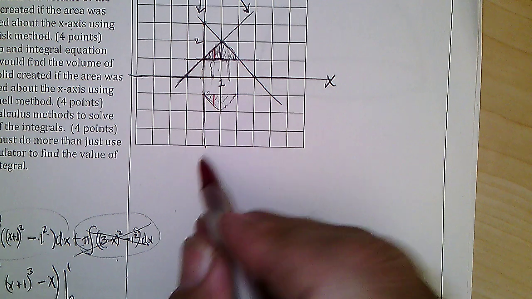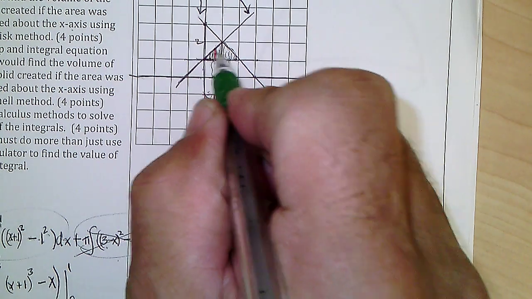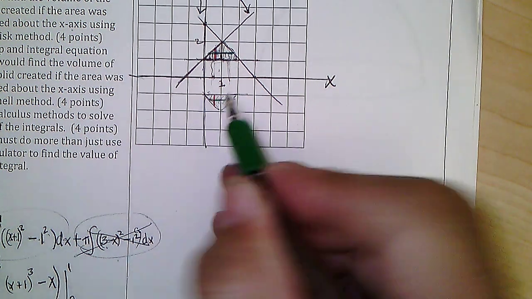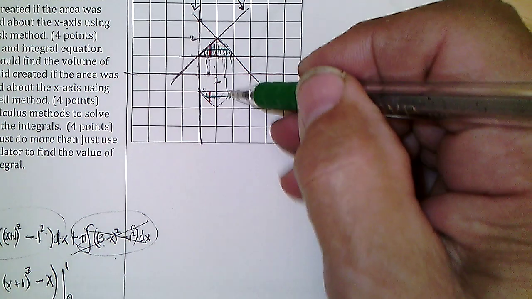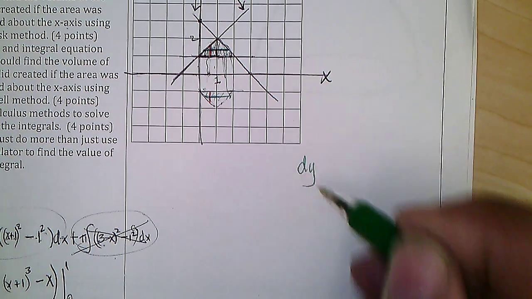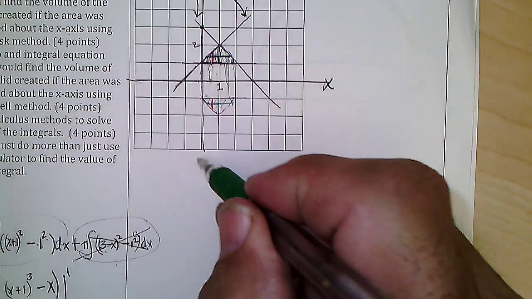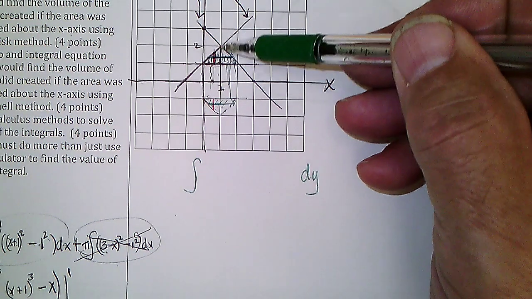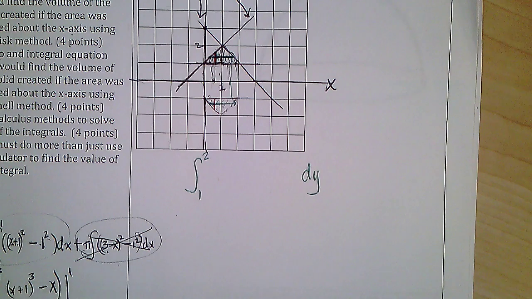Okay, now the shell method means I have to slice it parallel to the axis of rotation, which would be something like this, with another one down here. And it would be a ring. The thickness would be in the y direction, so it's dy, and it would be integrated from 1 to 2. That's where y is going to go from 1 to 2.